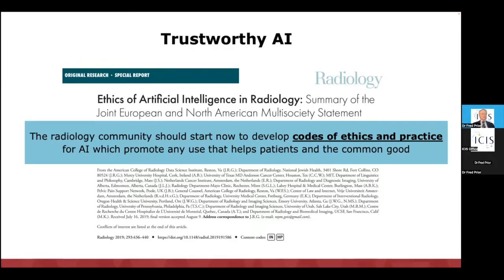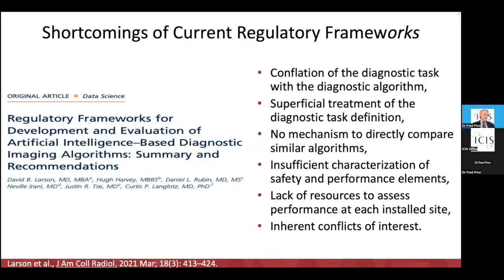Okay, so regulatory frameworks are really important, but they're not really enough. And there's a lovely paper by Kurt Langlotz and his colleagues at Stanford, where they looked at the regulatory frameworks for developing and evaluating AI-based tools, particularly in imaging. And they said these things really fall short for a number of key reasons. First of all, they conflate the diagnostic task with the diagnostic algorithm, right? So a diagnostic algorithm is not the same as the medical task that's being performed.